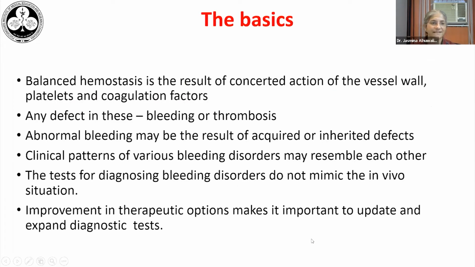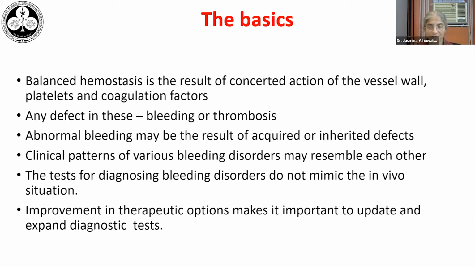So let's begin with the basics. We all know that balanced hemostasis is very important because it prevents us from bleeding whenever there's an injury to a vessel wall. Once the bleeding occurs, a clot is formed, and eventually this clot has to dissolve so that the blood flow can be resumed. Balanced hemostasis thus is a result of a concerted action of the vessel wall, platelets, and coagulation factors.